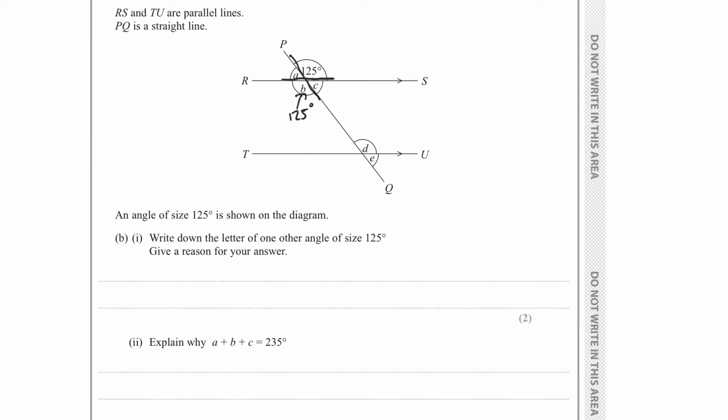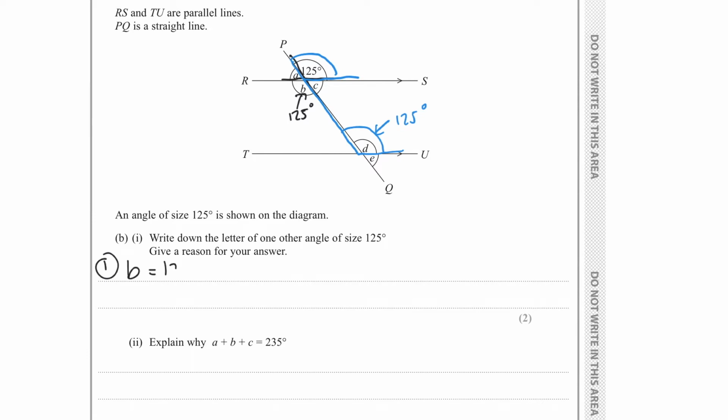So here we can see this would be an example of our corresponding angles. So remember that's the F shape one. So this and that. So it's always that the angle at the top there is the same as the one here. So this one would also be 125 degrees. So depending on which one you put as your answer, I'll write down both. So I'll just put option 1.